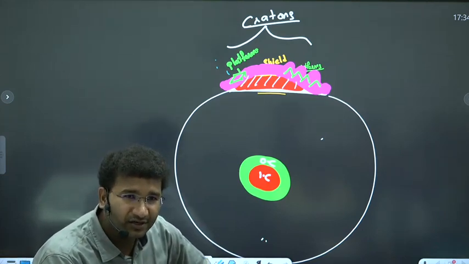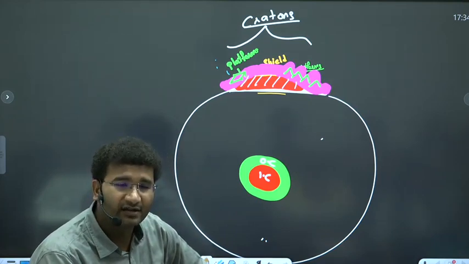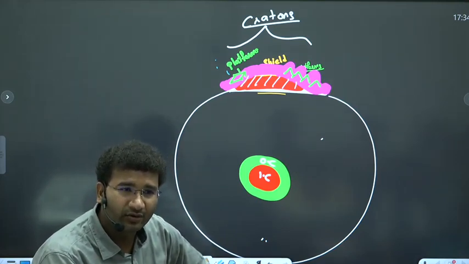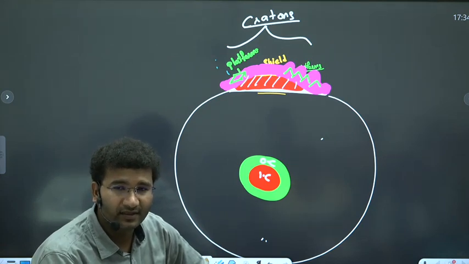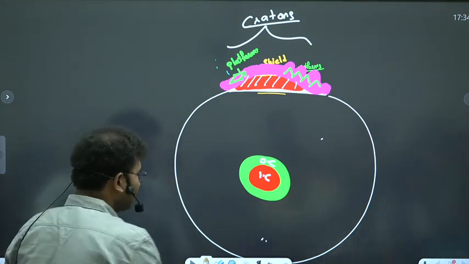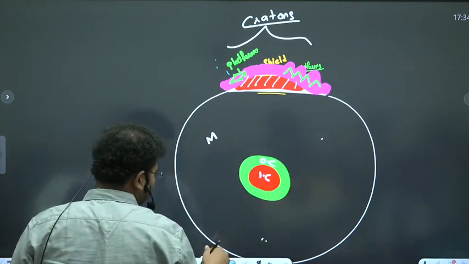Now what is a hotspot? Hotspot is a place where the radioactive elements within the outer core and the mantle boundary are very high. Imagine, this is your mantle. ठीक है?